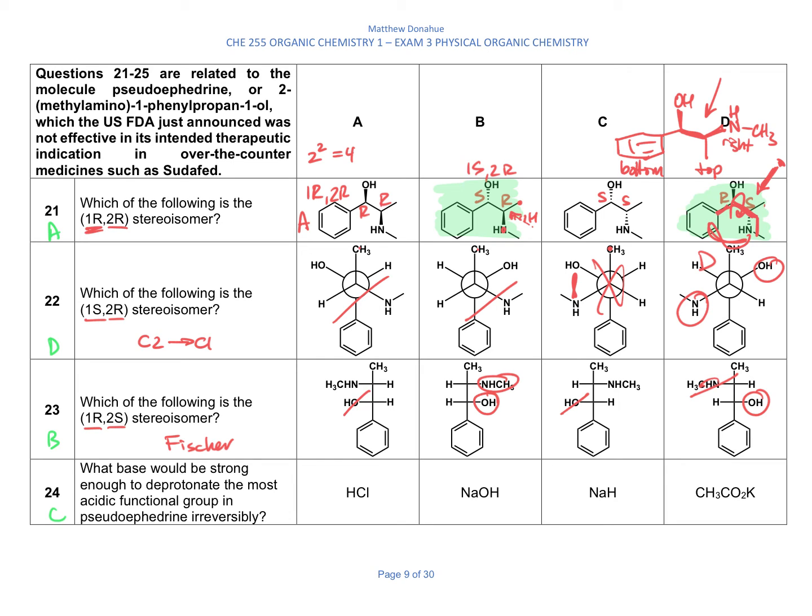So what base would be strong enough to deprotonate the most acidic functional group in pseudoephedrine irreversibly? So this is not a base. Sodium hydroxide, sodium hydride, potassium acetate. Draw out their conjugate acids, determine the pKa's, so 14, 40, and 5. So 40 is going to be the winner. Sodium hydride will irreversibly deprotonate the alcohol.